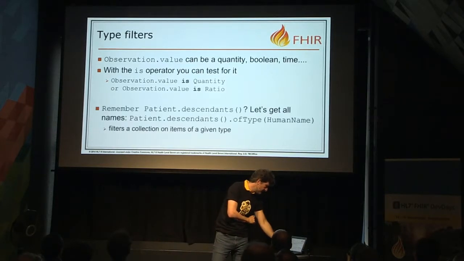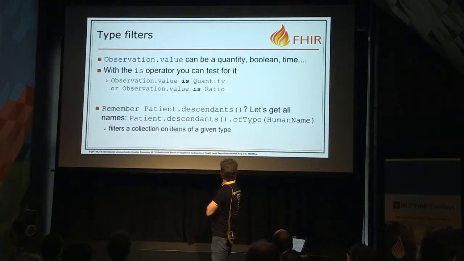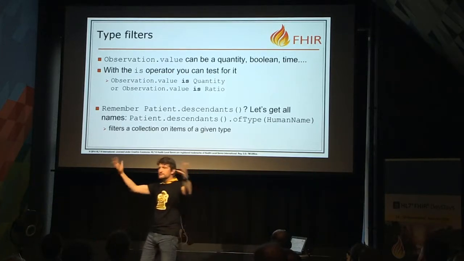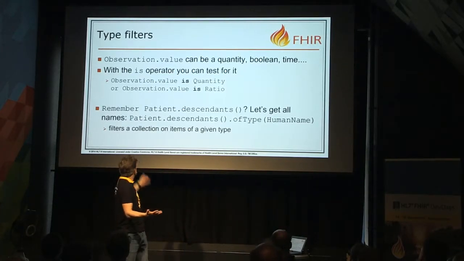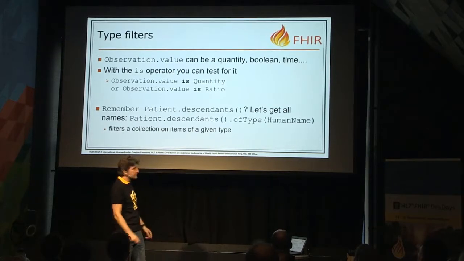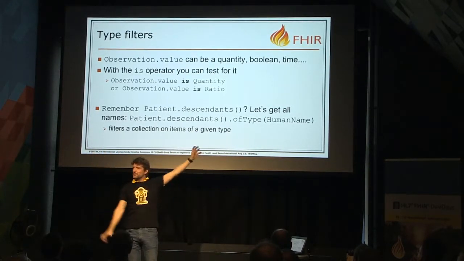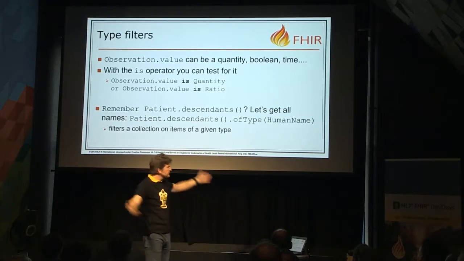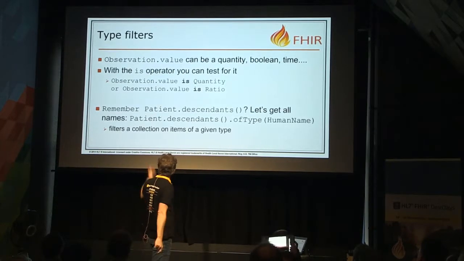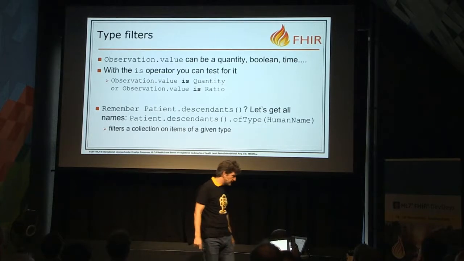And there's another one. You can filter lists with the ofType function. So patient.descendants will give you anything in your instance under the root, more or less, and patient.descendants.ofType(HumanName) would select a HumanName present anywhere in that whole tree. I don't know whether that's useful, but you can do it. So it filters a collection on items of a given type.